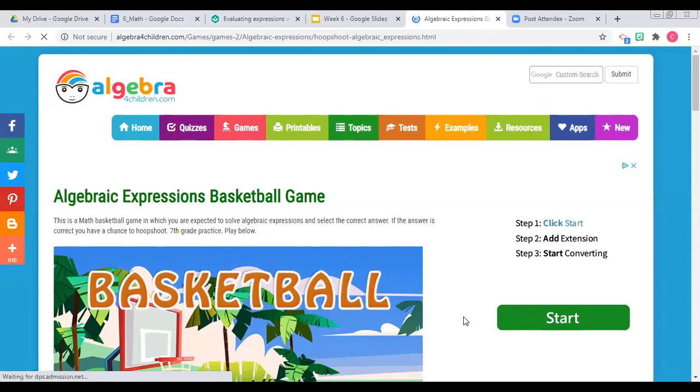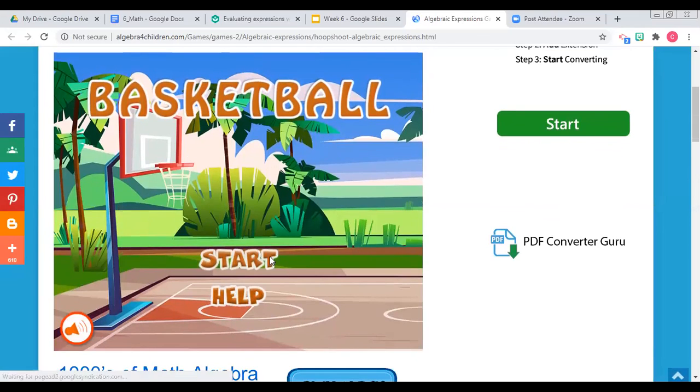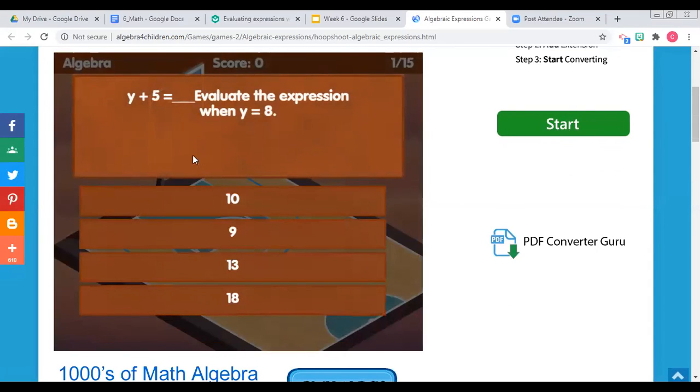So moving forward on our extra practice, I have expressions basketball here. This one is super fun. I think it also has music, but I don't think I have the music on. So we press start and then it says y plus 5 equals blank. So we're looking for the answer. Evaluate the expression when y is 8. So we plug in 8 for y. Then 8 plus 5 gives me a total of 13.